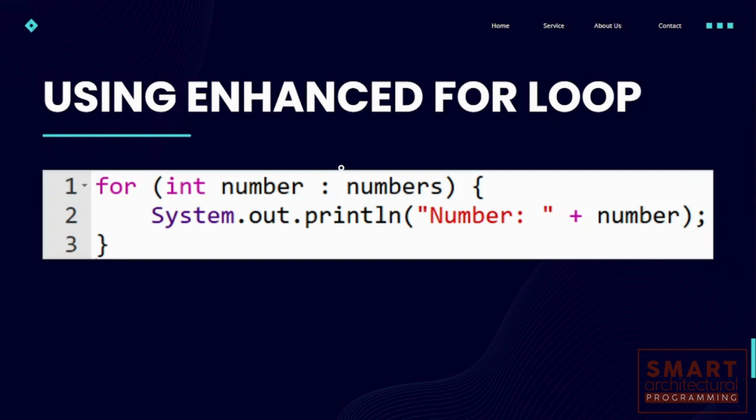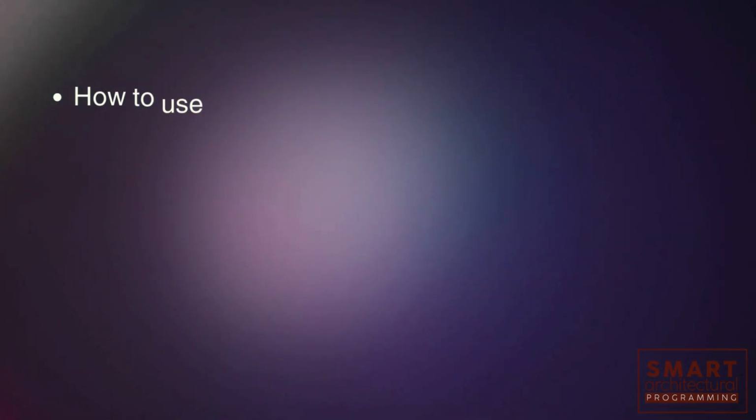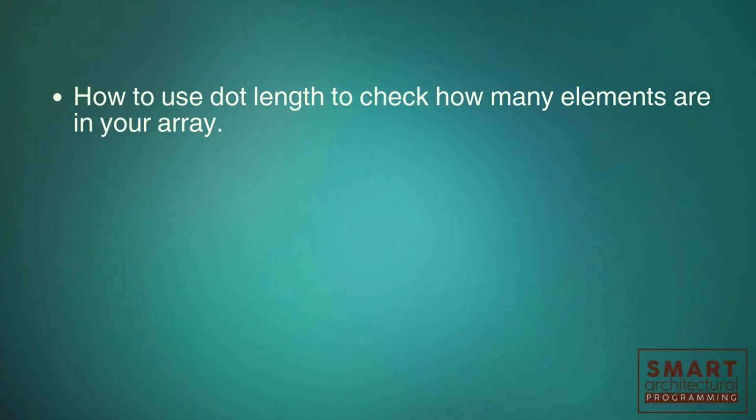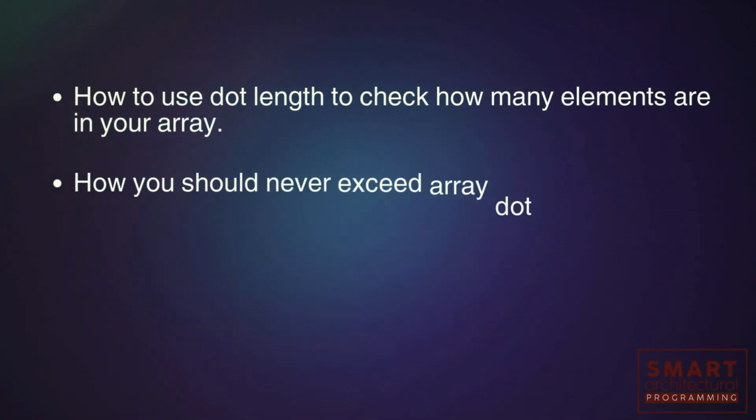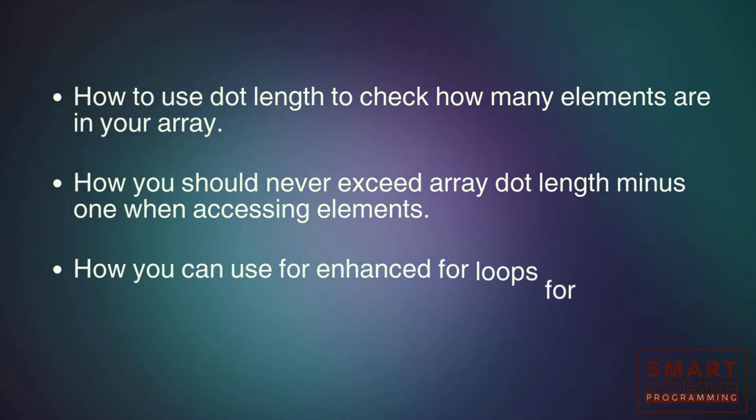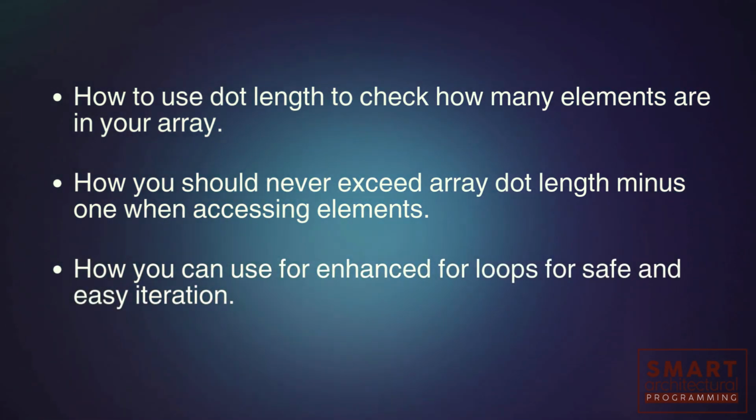So wrapping up, we covered how to use .length to check how many elements are in your array. We also discussed how you should never exceed array.length - 1 when accessing elements. We also discussed how you can use for or enhanced for loops for safe and easy iteration.